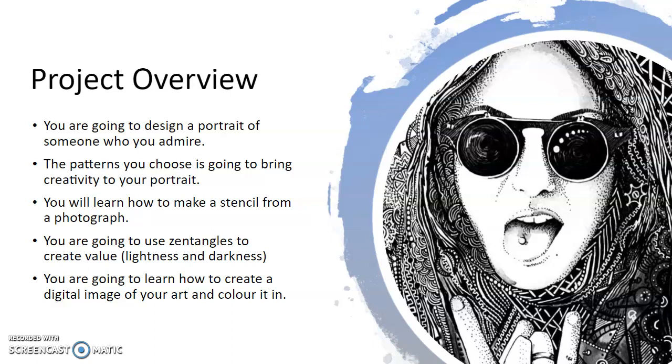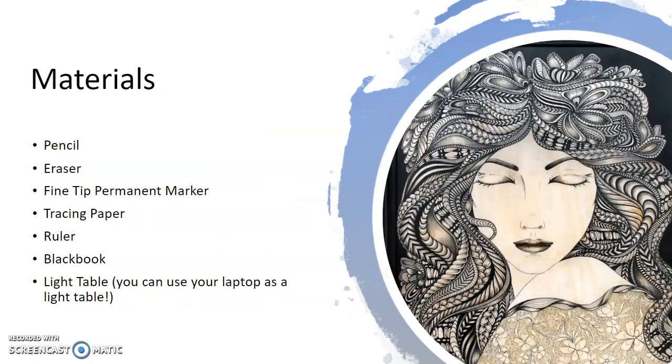In terms of the hair and the clothing and things like that, we're going to be adding patterns to that. So the patterns that you choose is going to bring the creativity to your portrait. So also in this lesson, what's important, and especially for the street art portion of it, is I'm going to teach you how to make a stencil from a photograph, and we're going to be using a program online for that. And then we're going to learn how to use Zentangles and what the heck they are, and really learn how to use them to add them to the portrait. And then I'm going to teach you how to make a digital image of your Zentangle portrait and how to color it in on the computer.